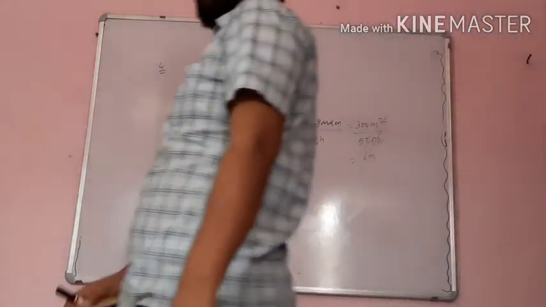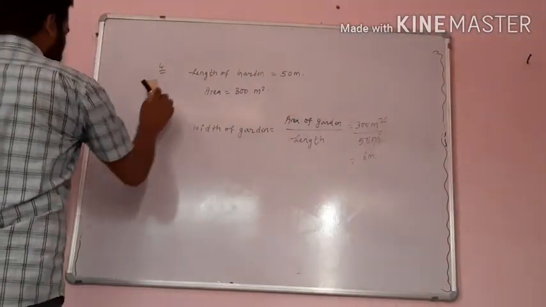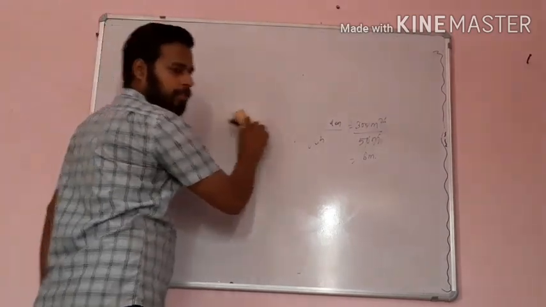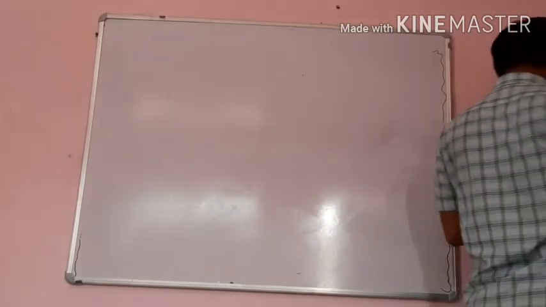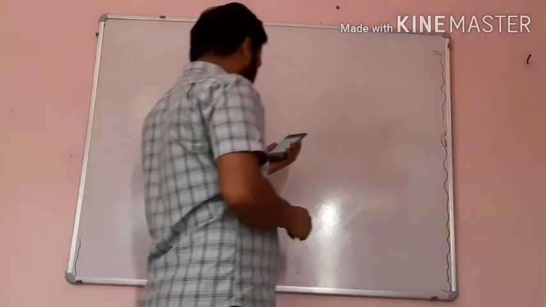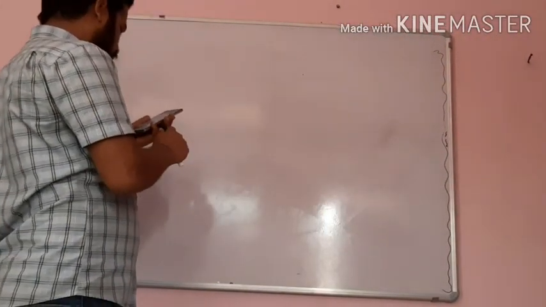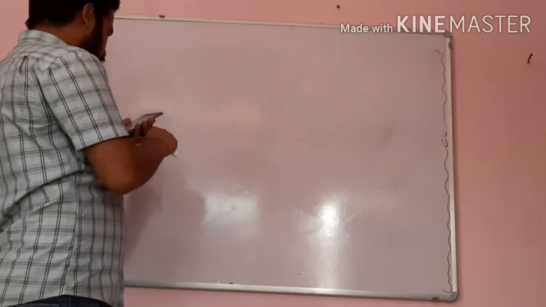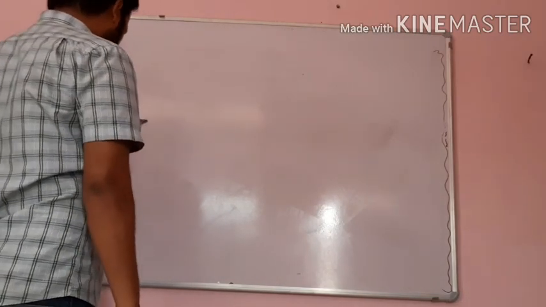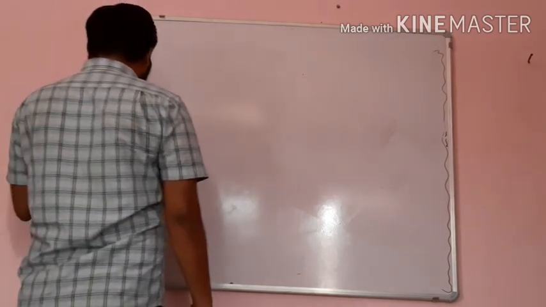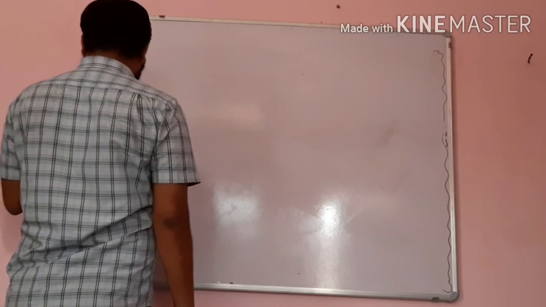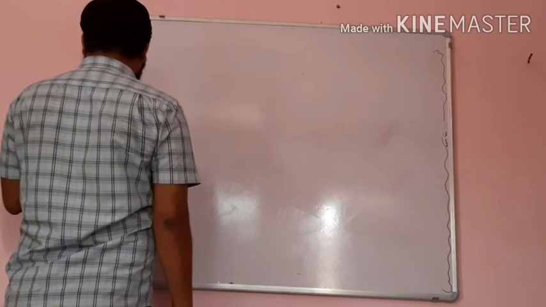Moving to the next question, question number 5. What is the cost of tiling a plot of land 500 meter long and 200 meter wide at the rate of 8 per 100 square meter?